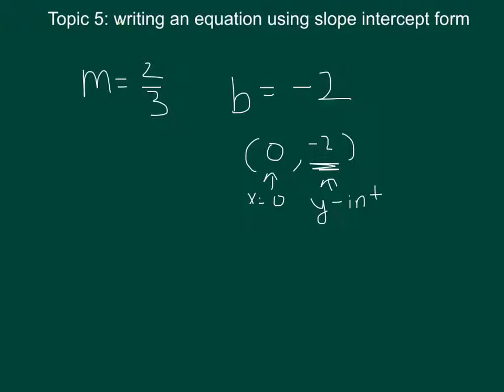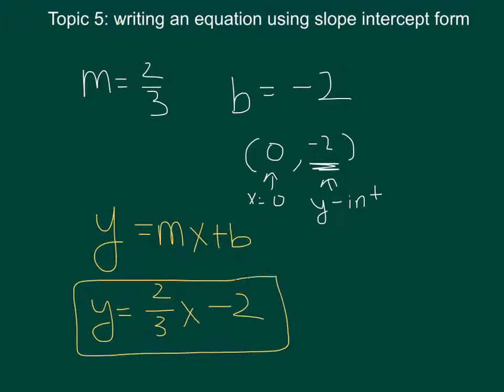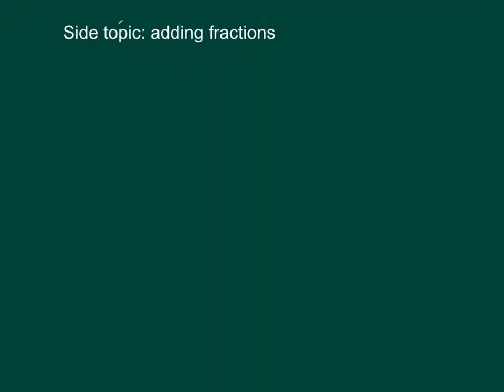So when you have that, remember that your slope-intercept form is just y equals mx plus b. And all you're doing is plugging into this equation. So we have y equals 2/3 x minus 2. And that's all they want you to do when you are already given the slope and the y-intercept.